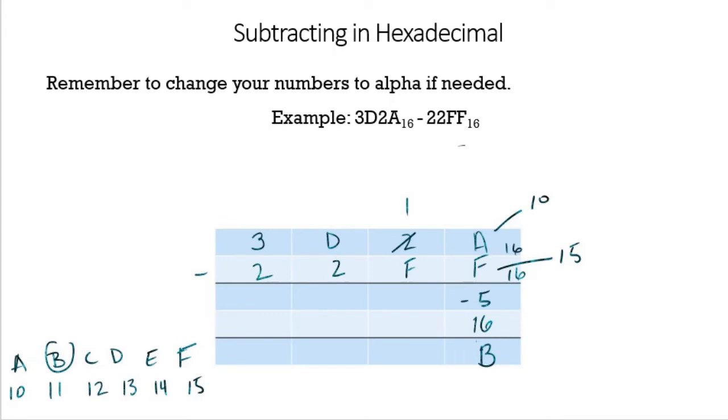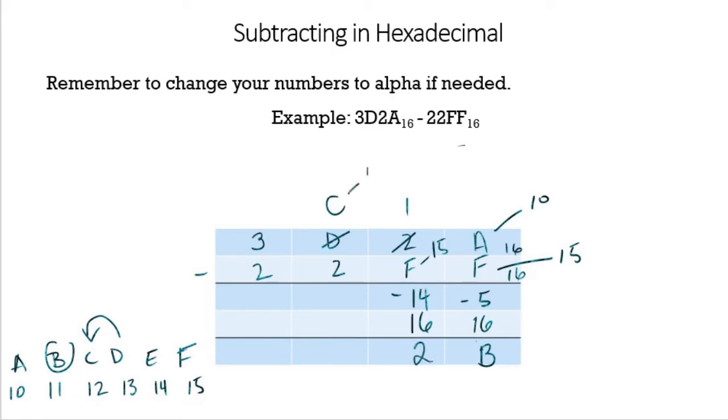Moving one column to the left, I have 1 minus F. F is 15. So 1 minus 15 is negative 14. As soon as I have a negative value, I'm going to have to borrow from one column to the right. If I borrow from a D, it goes down to a C. How much am I borrowing? Because we're in base 16, I'm borrowing 16, and negative 14 plus 16 is 2.